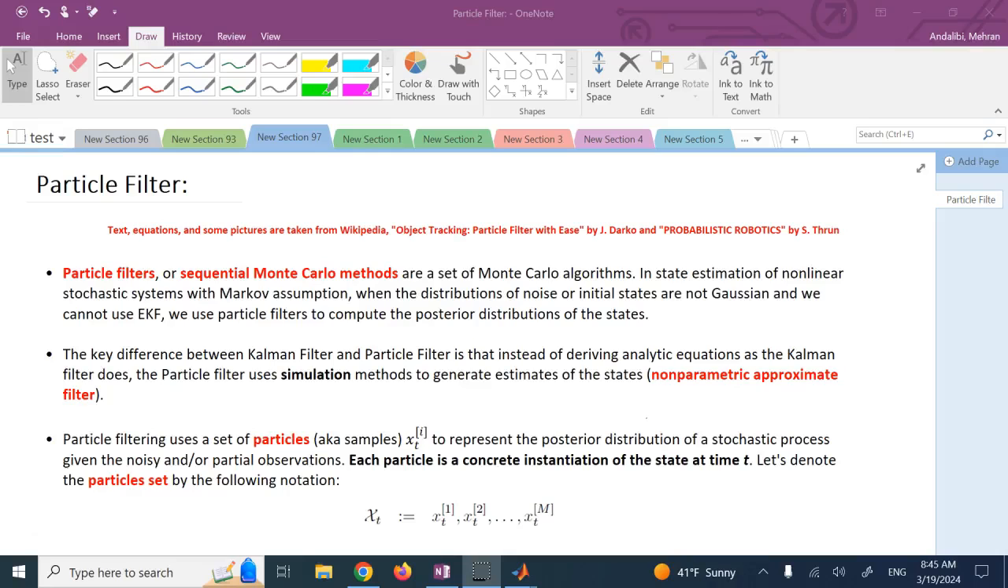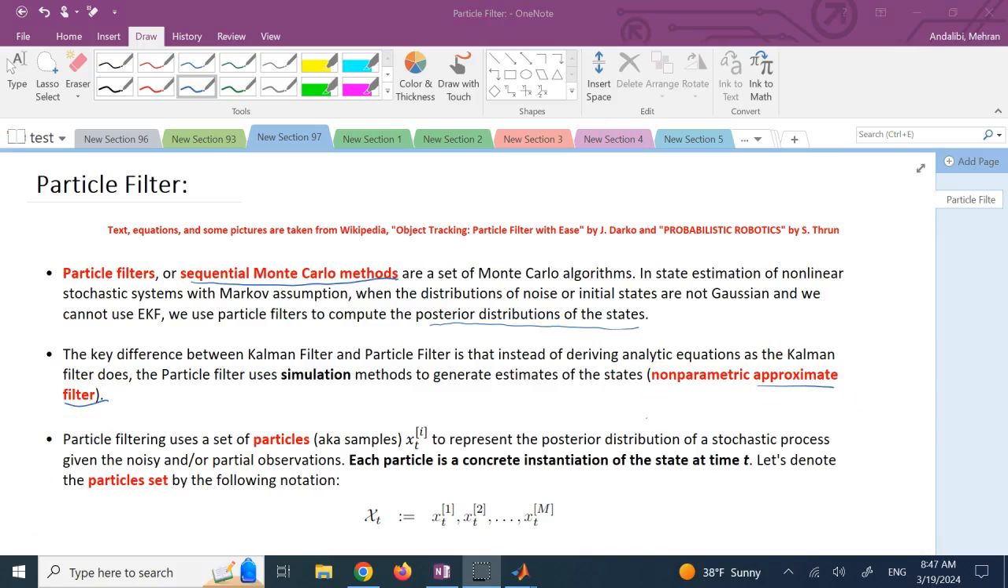Hello everyone. In this video we are going to talk about particle filters, or you might call them sequential Monte Carlo methods, which are used a lot in state estimation of systems for which the Gaussian assumption for initial states, for noise, and in general the posterior distribution of the states is violated and cannot be used, like robot localization and so on. In those cases, we use this simulation method of particle filters, or Monte Carlo, and they are very useful, although they are basically approximate methods.